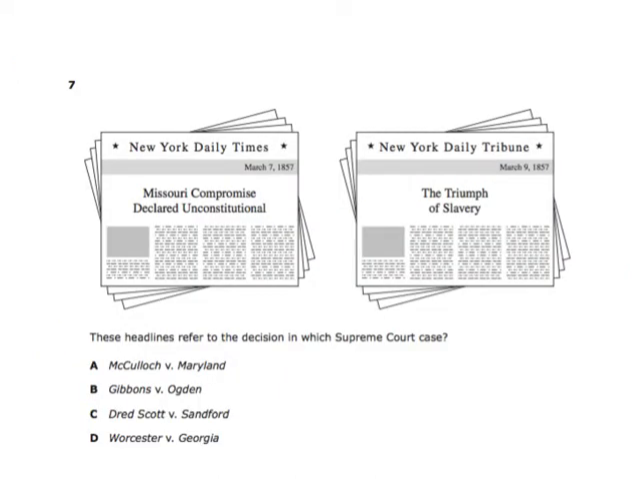New York Daily Times, March 7th, 1857, Missouri Compromise declared unconstitutional. New York Daily Tribune, March 9th, 1857, the triumph of slavery. These headlines refer to the decision in which Supreme Court case? That's Dred Scott v. Sanford.